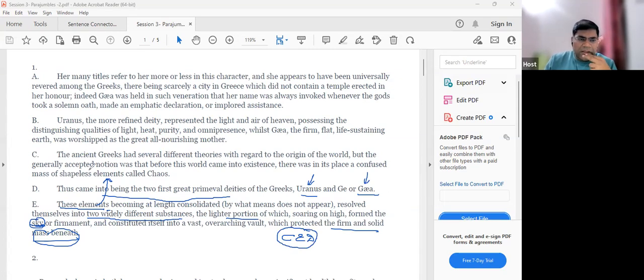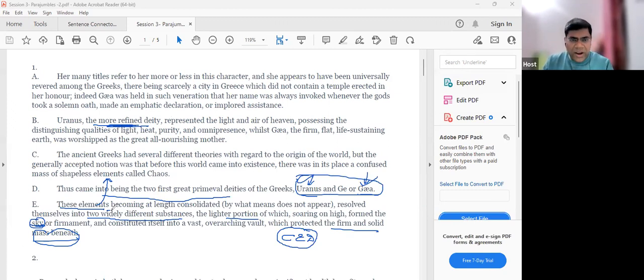And then you would say, okay, so Uranus, the more refined deity. Now when you say Uranus, the more refined, these two are born. So you have given names to them, that thus came into being two primeval deities. One is Uranus, the other is Gaia.